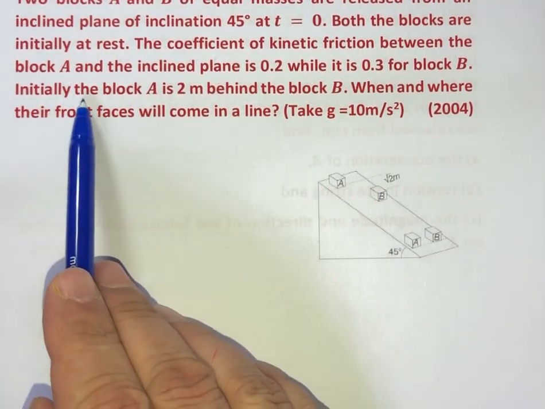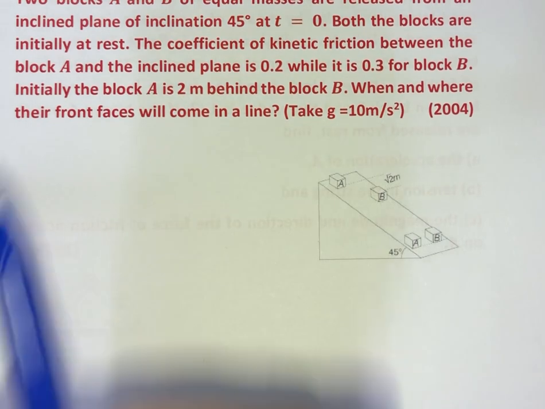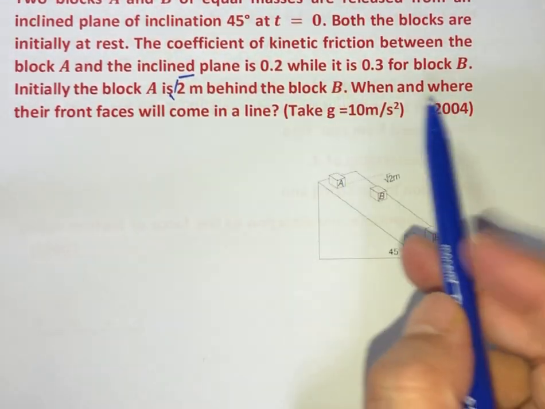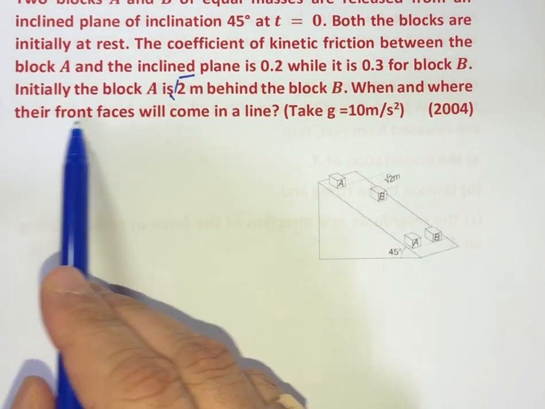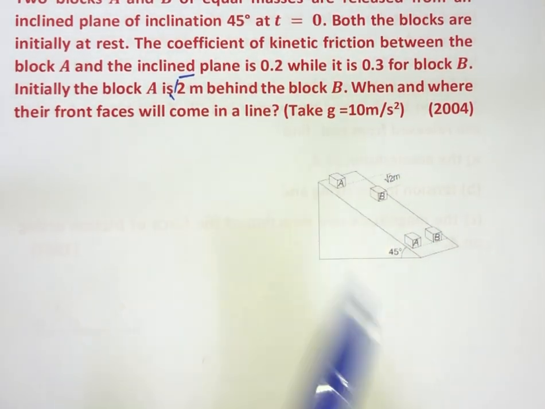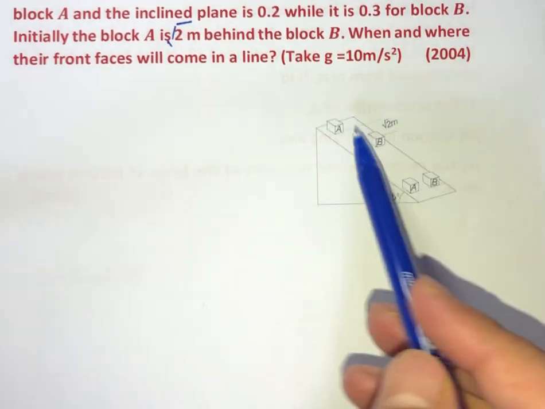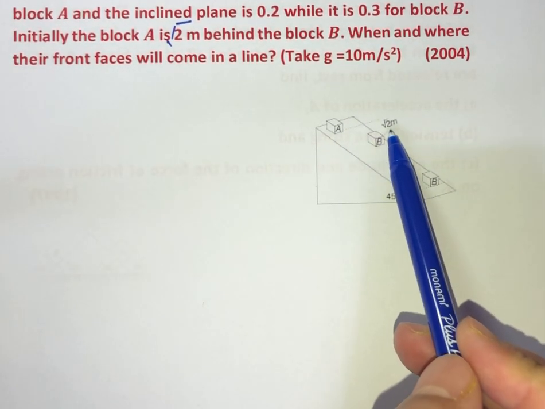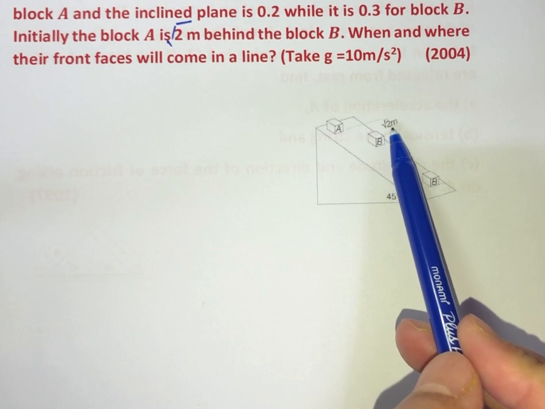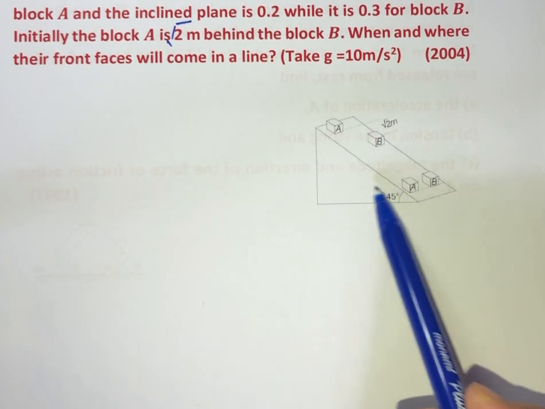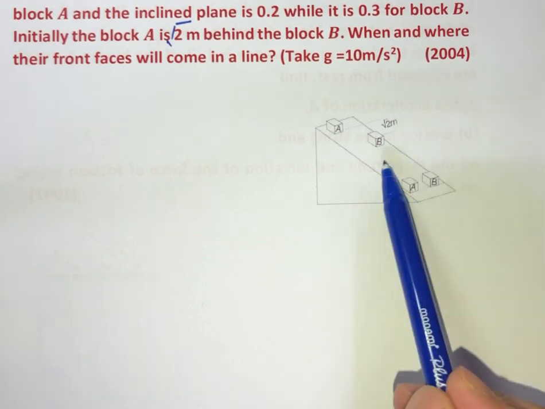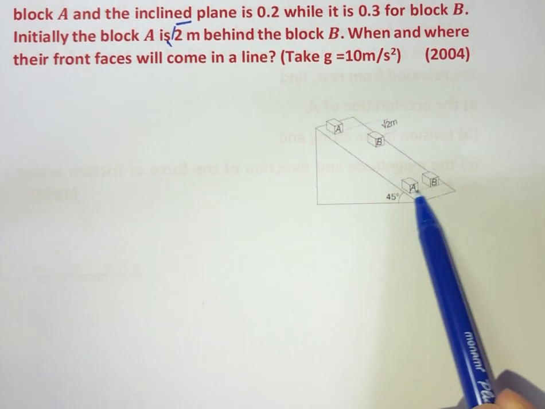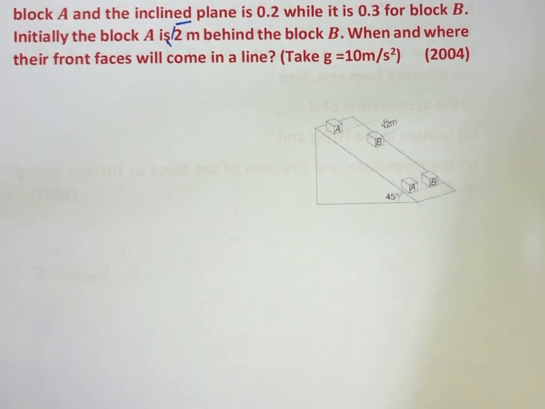Initially, block A is root 2 meter behind block B. When and where will their front faces come in a line? So we have two blocks A and B. B is in front by a distance of root 2 meter, and we have to find out when and where. It means the time and the distance at which both blocks will come in line.